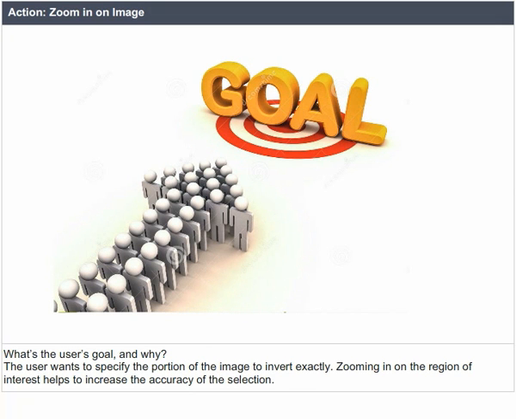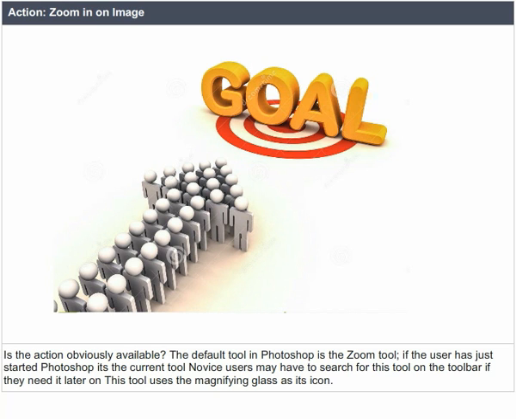What's the user's goal and why? The user wants to specify the portion of the image to invert exactly. Zooming in on the region of interest helps to increase the accuracy of the selection. Is the action obviously available? The default tool in Photoshop is the Zoom tool. If the user has just started Photoshop, it's the current tool. Novice users may have to search for this tool on the toolbar if they need it later on. This tool uses the magnifying glass as its icon.